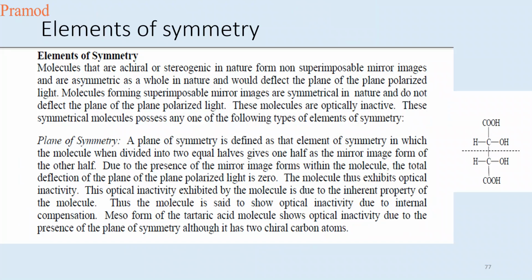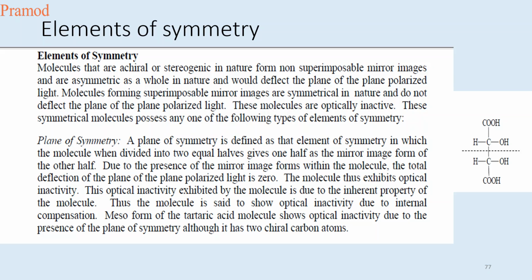Now elements of symmetry. What are these elements of symmetry? As we have said, compounds though they contain stereogenic centers can be achiral. Why do they become achiral? This is one of the reasons. If any one of these elements of symmetry is present in a chiral compound, then the compound becomes achiral.